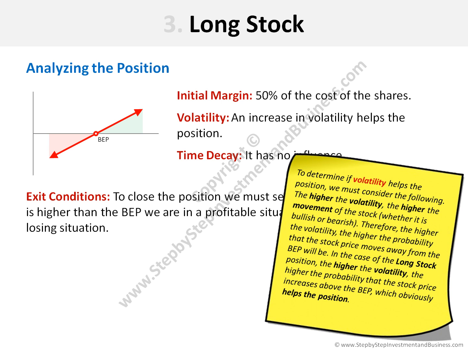To determine if volatility helps the position, we must consider the following. The higher the volatility, the higher the movement of the stock, whether it is bullish or bearish. Therefore, the higher the volatility, the higher the probability that the stock price moves away from the break-even point will be. In the case of the long stock position, the higher the volatility, the higher the probability that the stock price increases above the break-even point, which obviously helps the position.